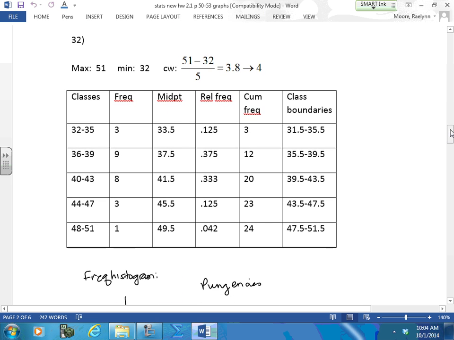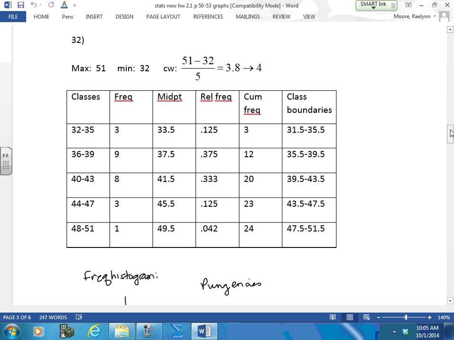Alright, here's your tables. You have to make sure you understand how to make this table. Because without this table, if you don't get your classes right, everything's wrong. So you find your max and your min for your data. You subtract them. You divide by how many classes. And we'll tell you how many classes. The book always tells you. I want 5 classes. I want 8 classes. I want 6 classes.